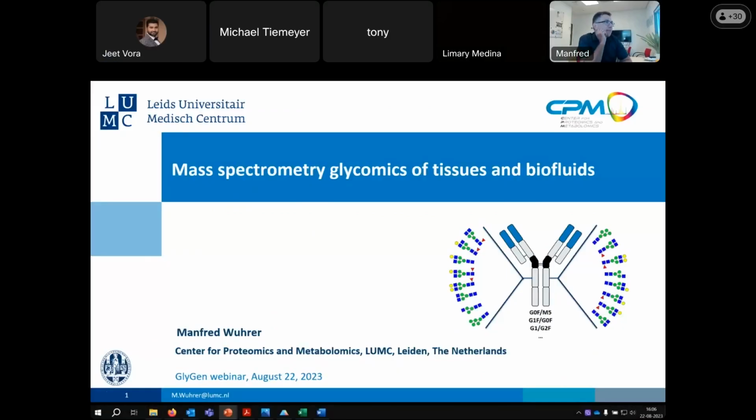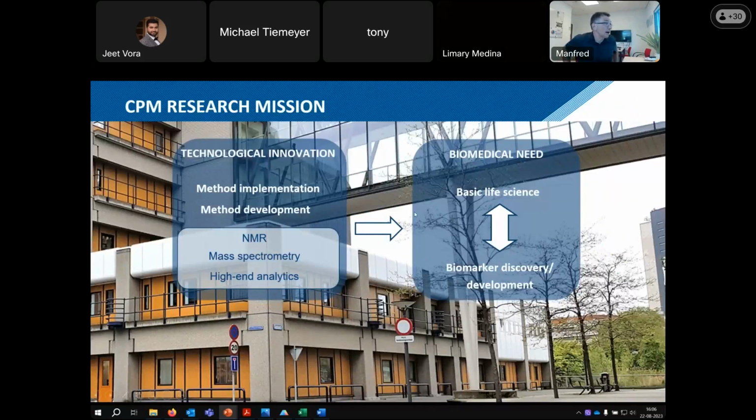My title is Mass Spec of Glycomics of Tissues and Biofluids, and I put the antibody on the title slide. And as mentioned by Mike, I'm here at the LUMC in Leiden at the medical center, and I'm heading the Center for Proteomics and Metabolomics. And my first few slides are on introducing the center.